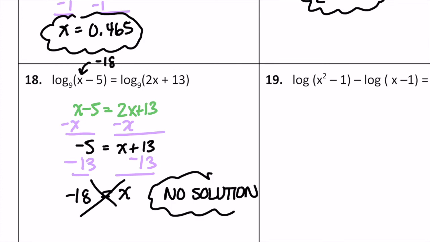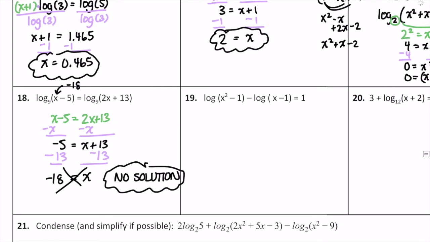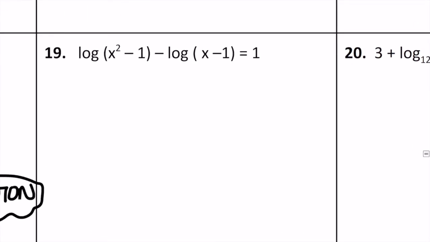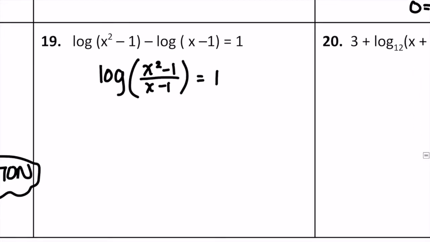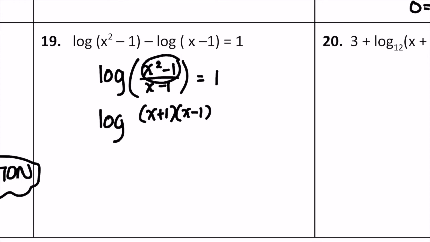For number 19, I have log of x squared minus 1 minus log of x minus 1 is equal to 1. There's subtraction in between these two logarithms, so I'm going to consolidate them with division. I have x squared minus 1 in the top over x minus 1 in the bottom is equal to 1. I can simplify what's inside there. In the top, I can rewrite x squared minus 1 as x plus 1 times x minus 1. In the bottom, I also have x minus 1, so I can cancel x minus 1 in the top and the bottom.